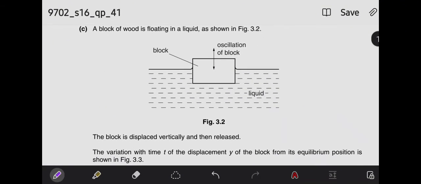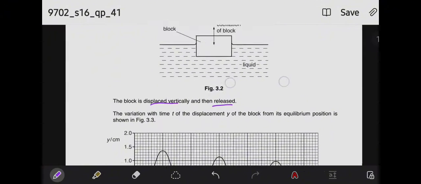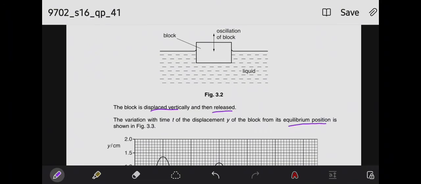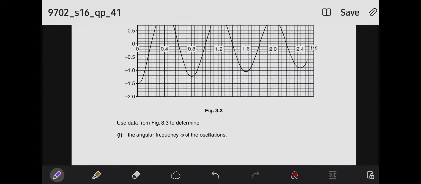Part C, a block of wood is floating in a liquid as shown in figure 3.2. The block is displaced vertically and then released. The variation with time t of the displacement y of the block from its equilibrium position is shown in figure 3.3. Use data from figure 3.3 to determine the angular frequency omega of the oscillations.